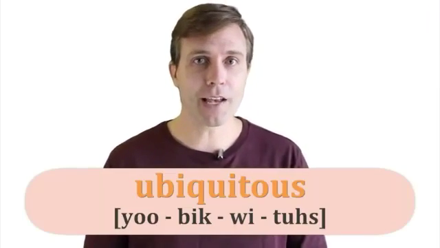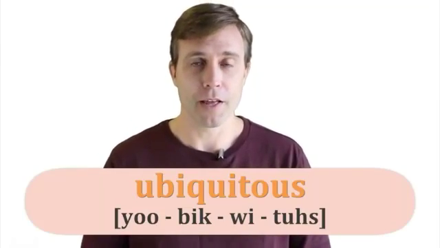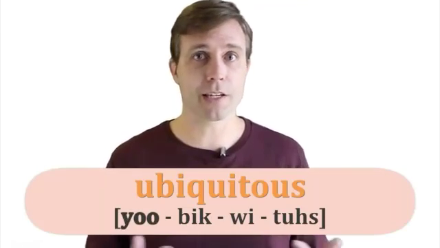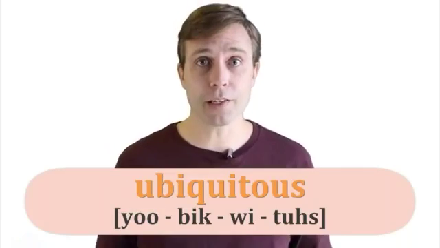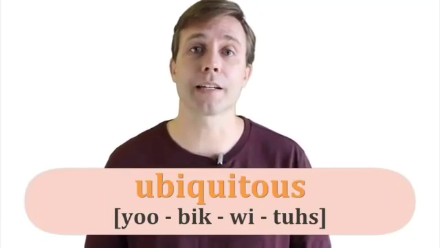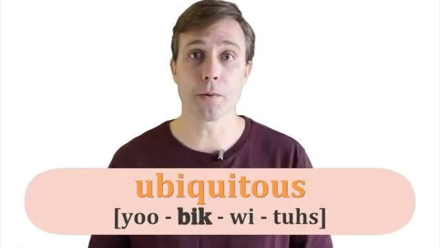So let's begin. The first word is ubiquitous. And ubiquitous has 4 syllables. That first syllable is just like you're saying the letter U. Ubiquitous. And the stress is going to be on that second syllable. Ubiquitous. Ubiquitous means existing or being everywhere.